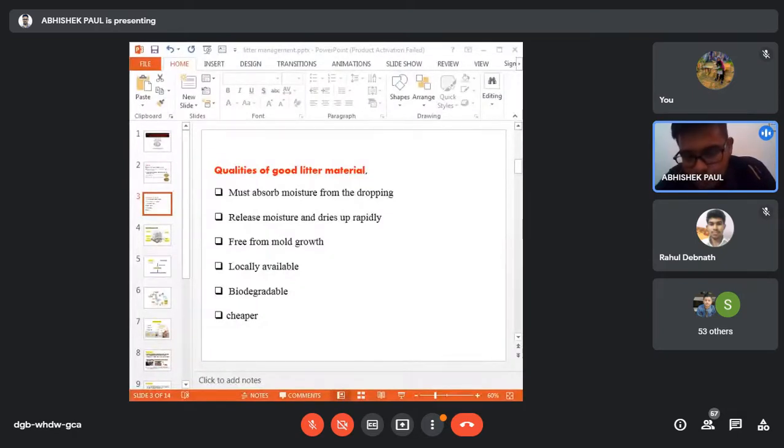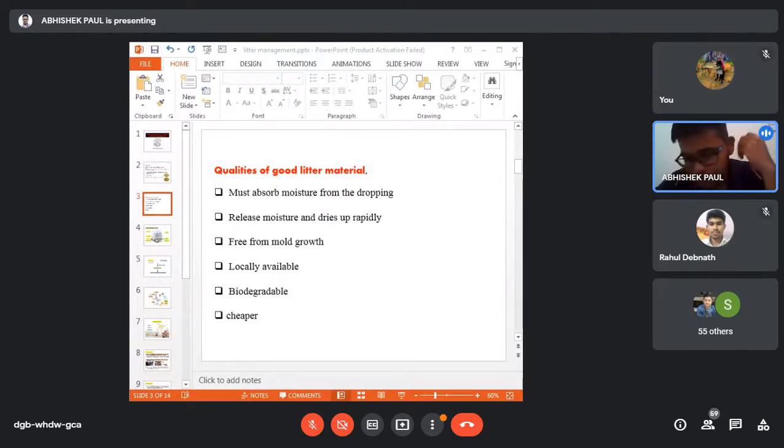Second, it should release the moisture and dry up rapidly. The first characteristic is that it should absorb, and the second is that it should release the moisture and dry up rapidly. Third, it should be free from any mold growth, any fungal growth. The fourth characteristic is that it should be locally available. Whatever material you want to use for your farm should be available locally. And the last one is that it should be cheaper. Whenever you are considering any material as a litter material, it should be cheaper. These are the characteristics of good litter material: it should absorb moisture, then release it and dry up rapidly, be free from mold growth, locally available, biodegradable, and cheaper.